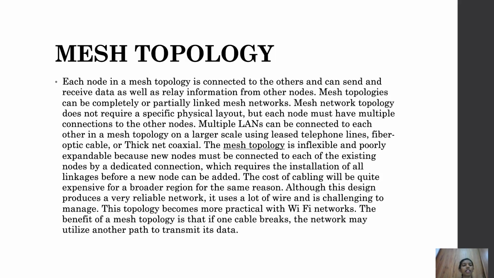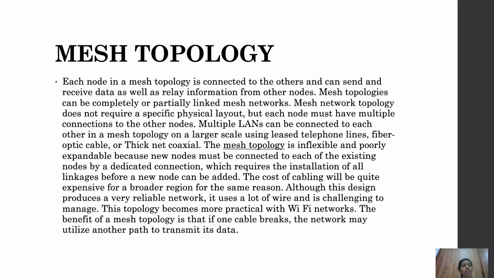Multiple LANs can be connected to each other in a mesh topology, or on a larger scale using leased telephone lines, fiber optic cables, or thicknet coaxial. The mesh topology is inflexible and poorly expandable, because new nodes must be connected to each of the existing nodes by a dedicated connection, which requires the installation of all the linkages before a new node can be added. The cost of cabling will be quite expensive for a broader region for the same reason.